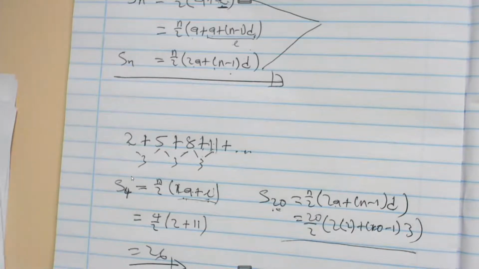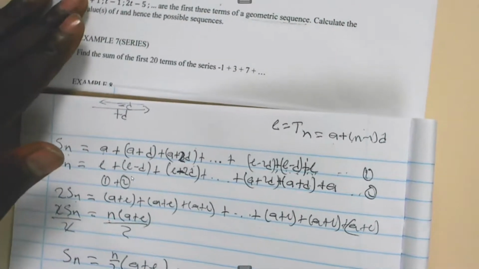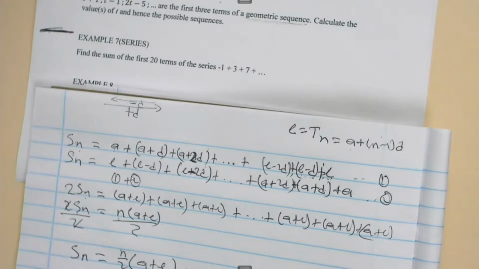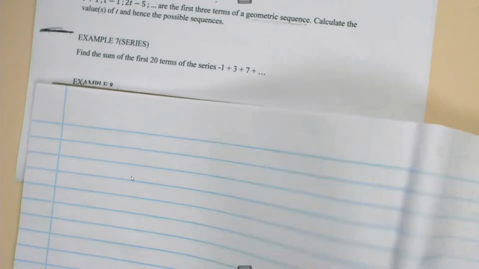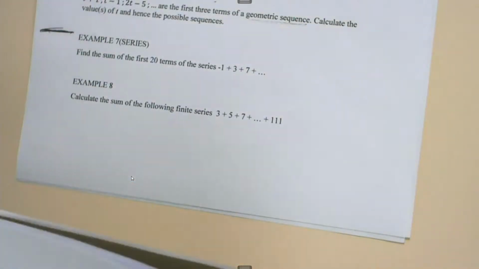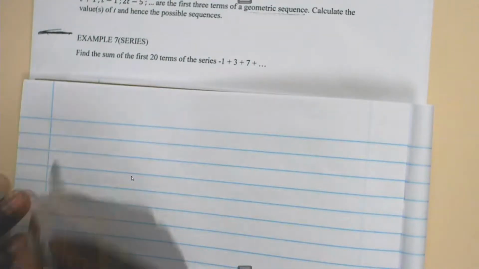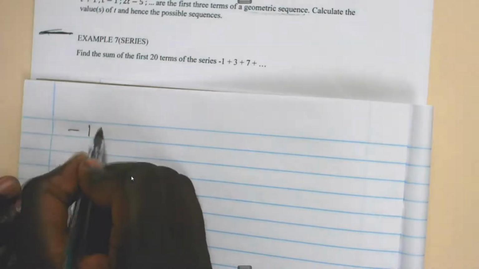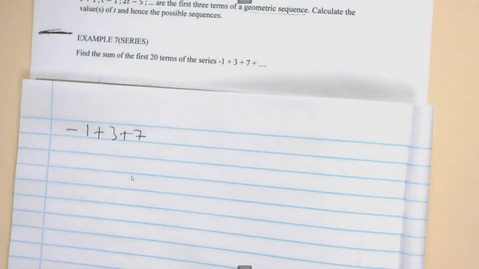arithmetic series. The first example under arithmetic series says, find the sum of the first 20 terms of this series. Find the sum of the first 20 terms of the series that we have here. The series is -1 plus 3 plus 7. Sum of the first 20 terms.